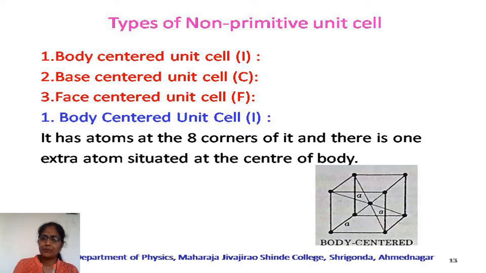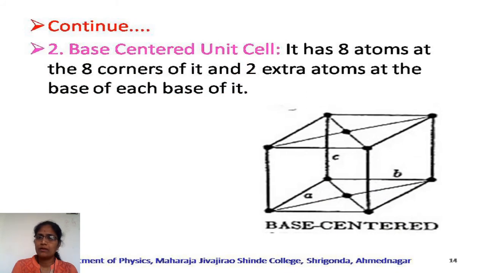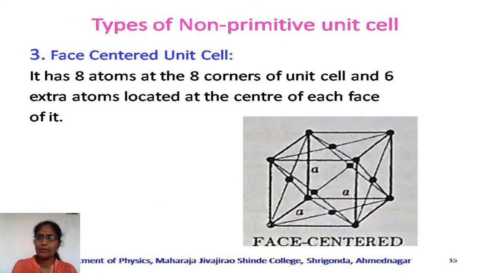Then base-centered unit cells. A base-centered unit cell is a non-primitive unit cell which has 8 corner atoms, and there are 2 extra atoms which are located at the center of each base. Therefore, there are 8 corner atoms and 2 extra atoms in it. So it is not a primitive unit cell.